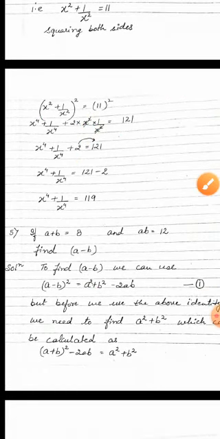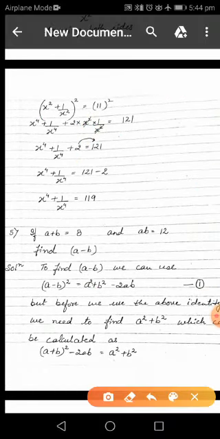Next we have, if a plus b is equal to 8 and ab is equal to 12, find a minus b. To find a minus b, we can use a minus b whole square is equal to a square plus b square minus 2ab. But before we use the above identity, we need to find a square plus b square, which can be calculated as a plus b whole square minus 2ab is equal to what? a square plus b square.